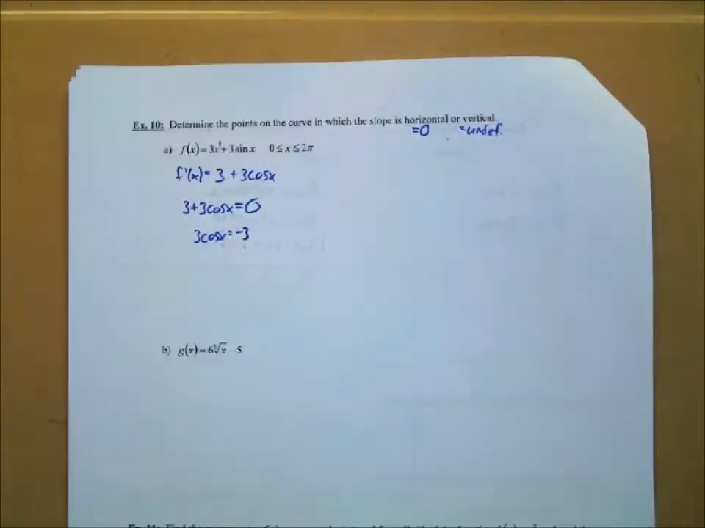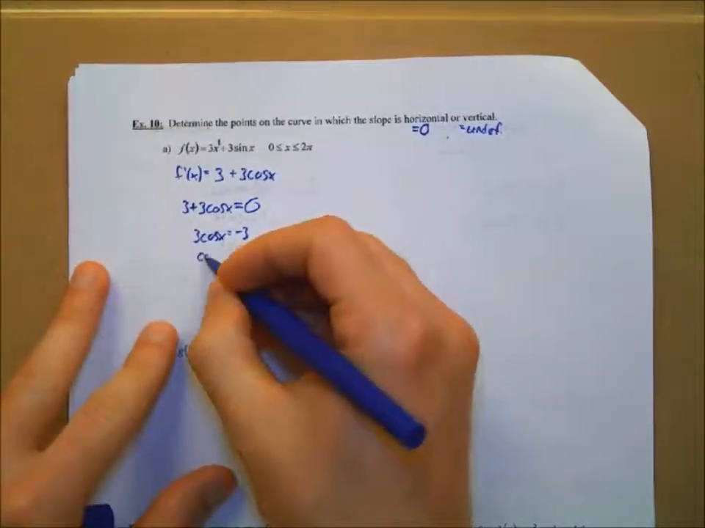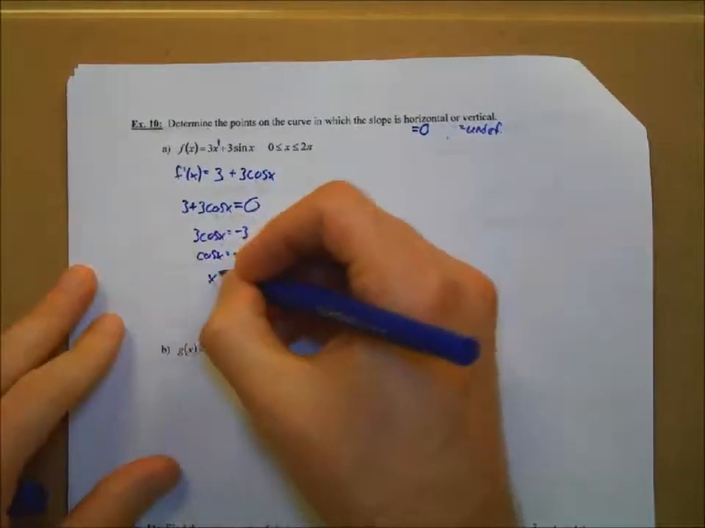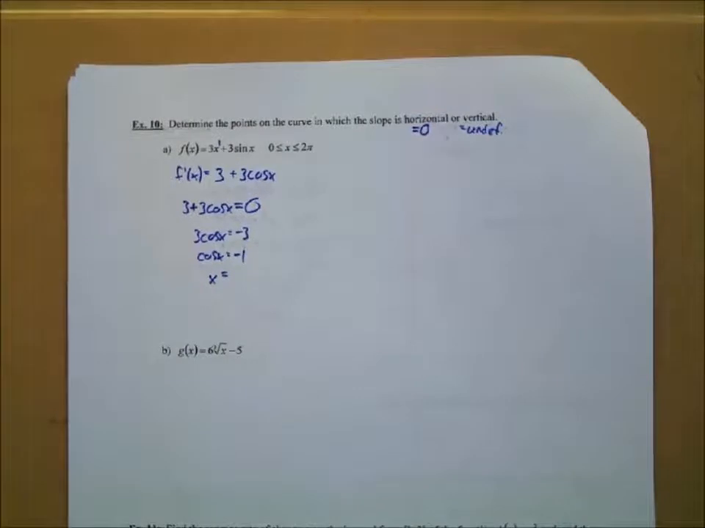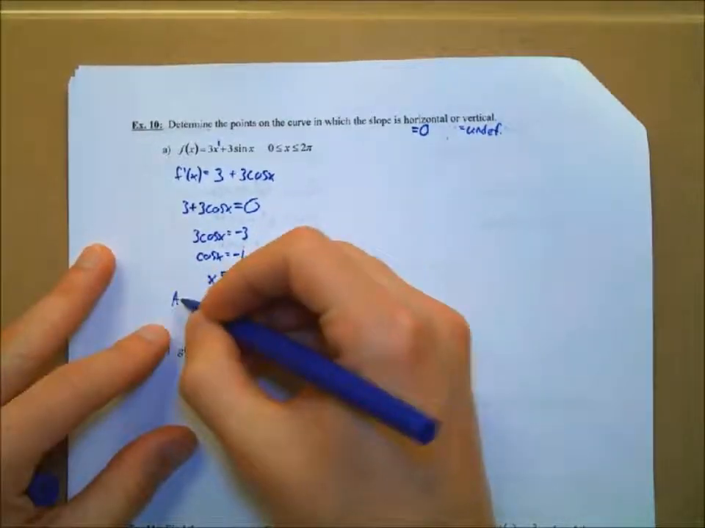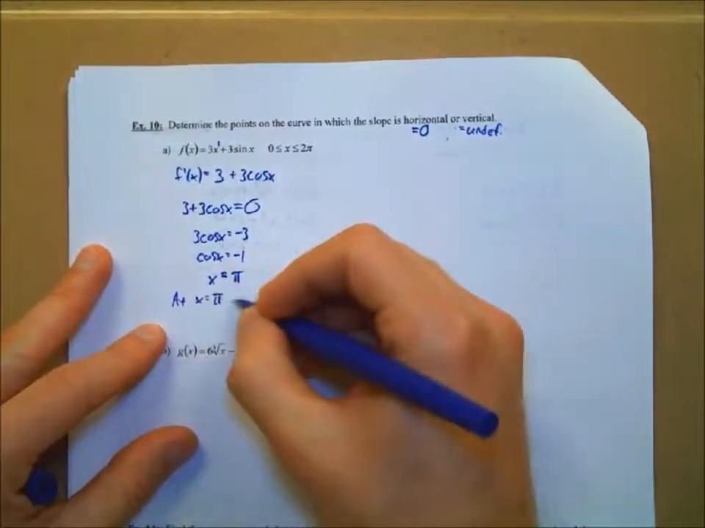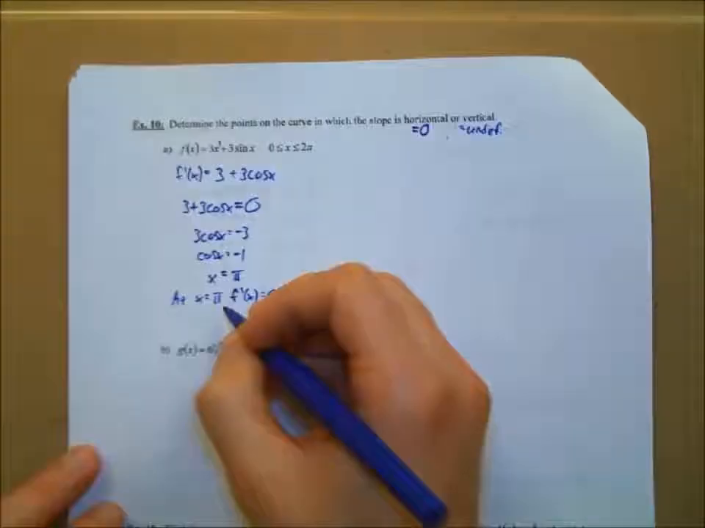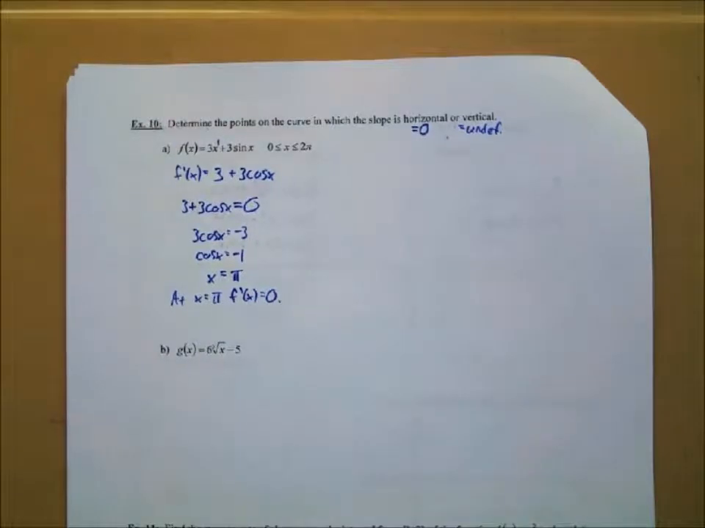3 cosine x equals negative 3. Cosine x equals negative 1. When does cosine of x equal negative 1? At pi. In the interval from 0 to 2 pi, only pi. So, okay, at x equals pi, f prime of x equals 0.